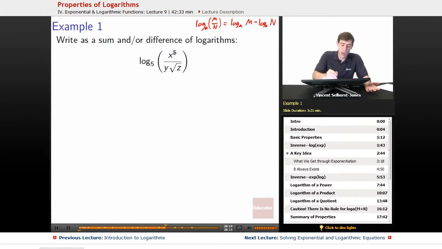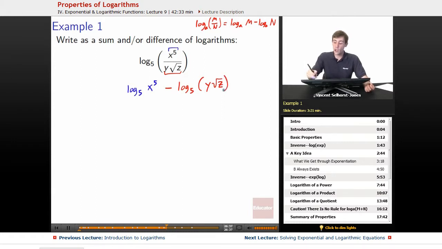So in this case, we've got on the top x to the 5th, so we'll have log base 5, same base, minus what's on the bottom, so minus log base 5 of, sorry, not x, said the wrong thing there, y times root z.